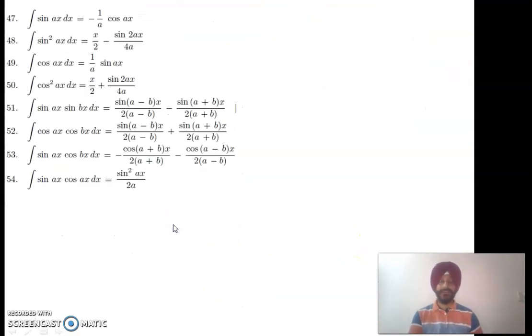Come to trigonometrical. Now this is the trigonometrical part of integration. The integral of sin ax is equal to minus 1 by a cos ax, and sin square ax.